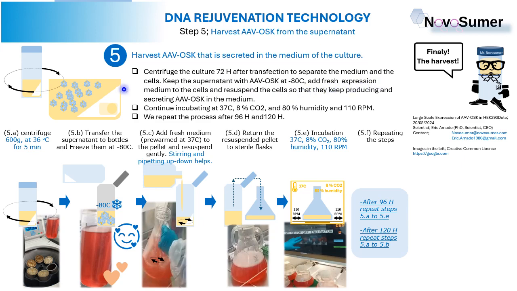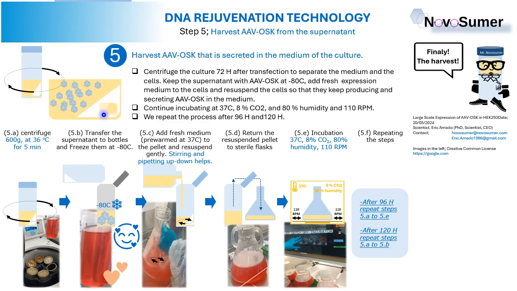We add fresh medium to the cells. We add new fresh medium and resuspend the cells so that they keep on producing and secreting EVOs in the medium. That's it. So once we harvest the supernatant, we add more medium. We resuspend, and we keep on producing more supernatant with EVOs. Okay, so we continue incubating, and we repeat the process several times. We want to produce as much supernatant as possible, so we repeat this step 5 a couple of times more.